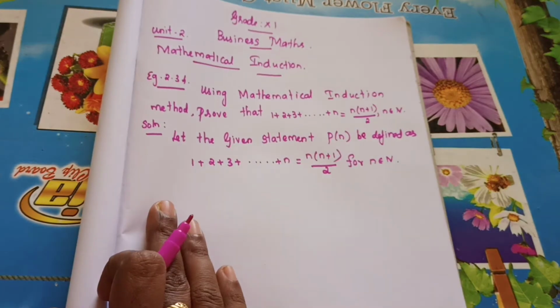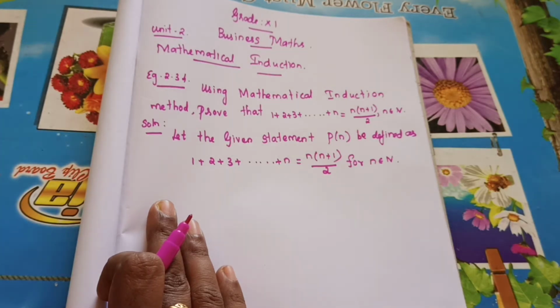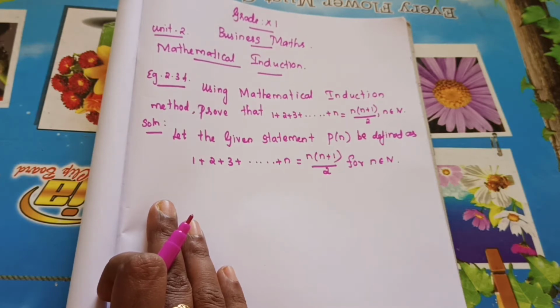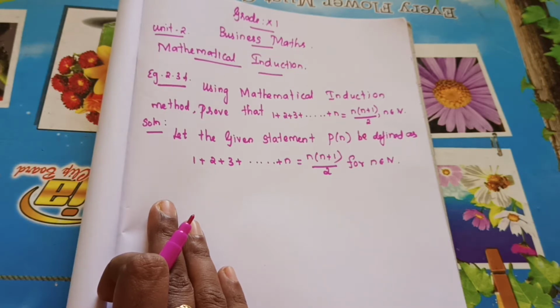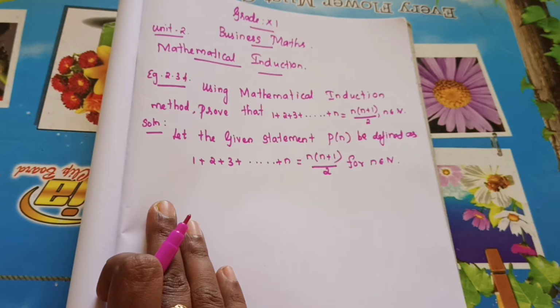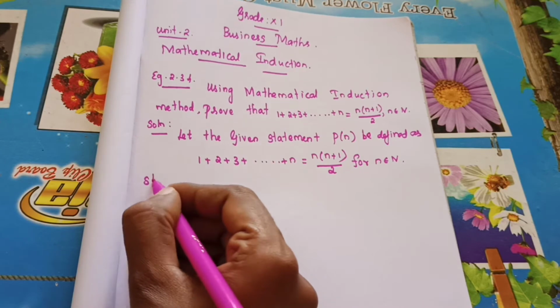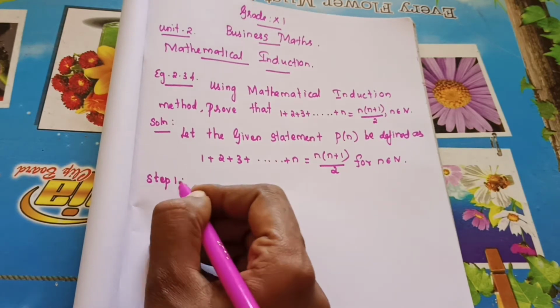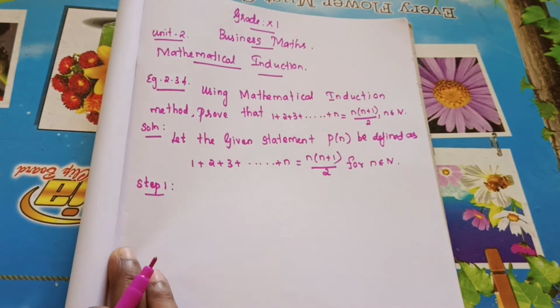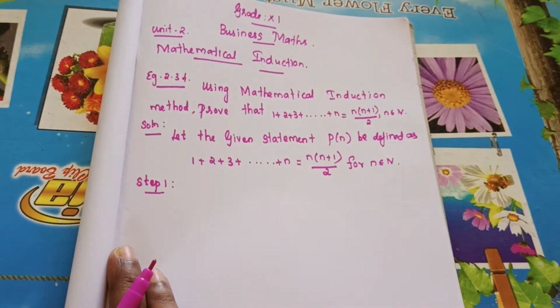Keep it in mind, children. This is very important. This is the first step. Whatever the question is, you need to assume that the given statement is P of n. I am moving very slowly because it is a very important section. So the given statement P of n is defined as whatever statement they gave; I wrote the given question. Now we are moving to step 1. What is our step 1? I said in the principle of mathematical induction, first you need to put n as 1.